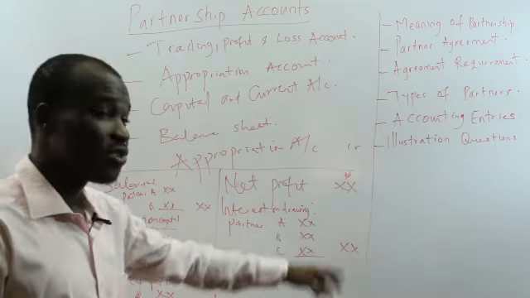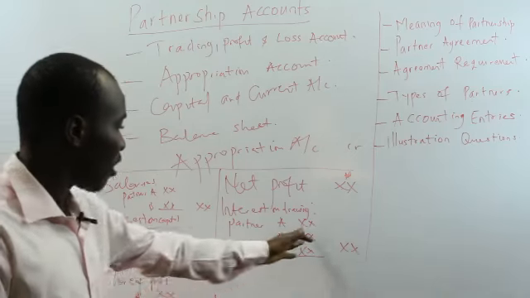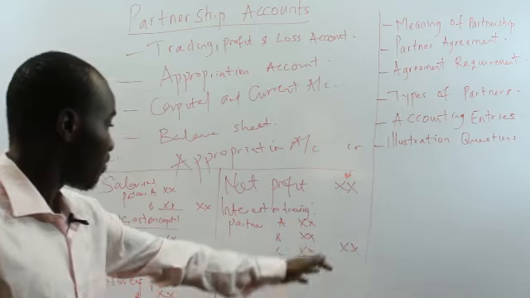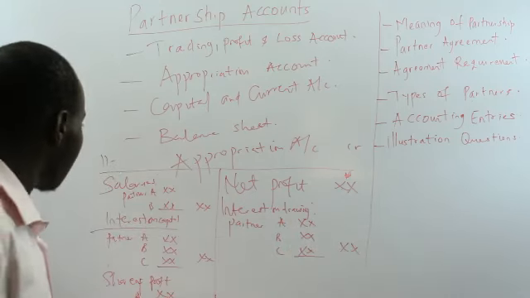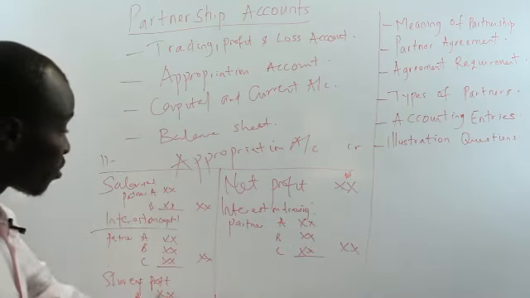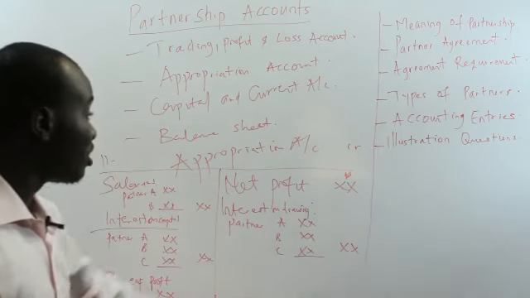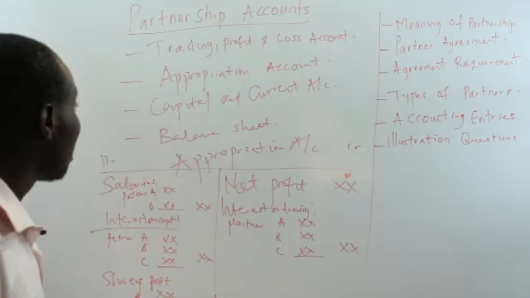Thereafter, we can have interest on drawing. So partner A or B, or any partner that will be charged interest within the period on drawing, will be given this. The next thing is the interest on capital, salaries, then we're going to have share of profit. And if it is share of loss, what will happen? We are going to have share of loss on the credit side of the appropriation account.